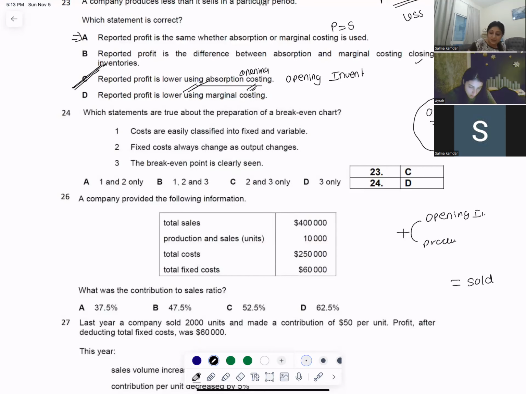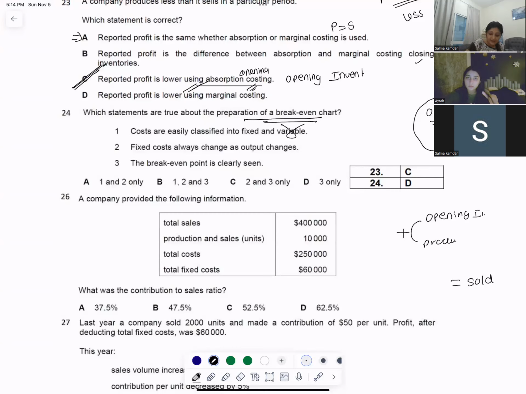Which statement is true about break-even chart? Costs are easily classified into fixed and variable. No, this is not true, right? Break-even chart. In the break-even chart, it tells you that point where you make no profit, no loss. You can see the break-even point clearly in the break-even chart. This is the one that we did in business also.